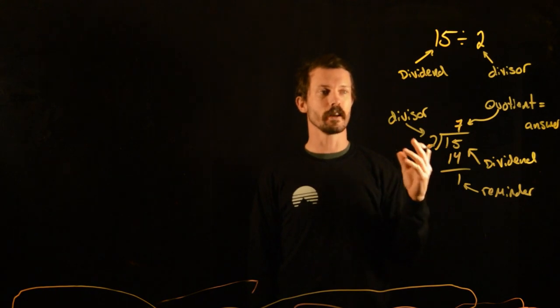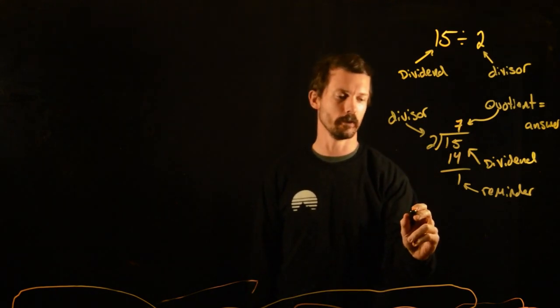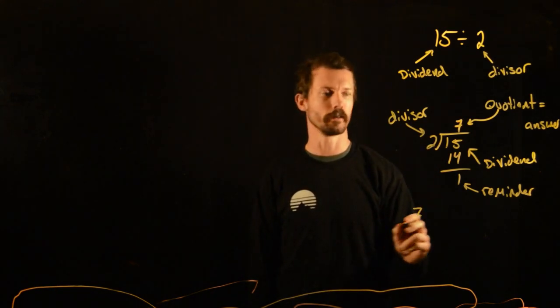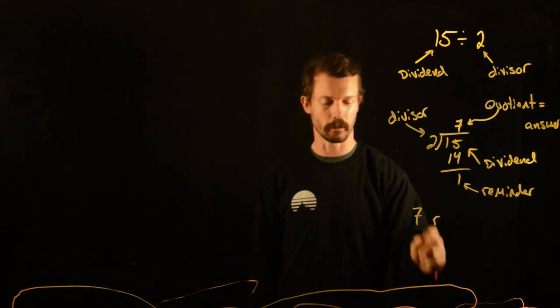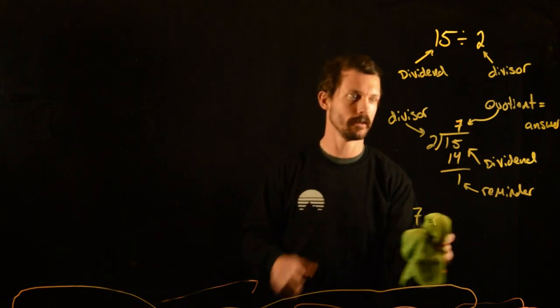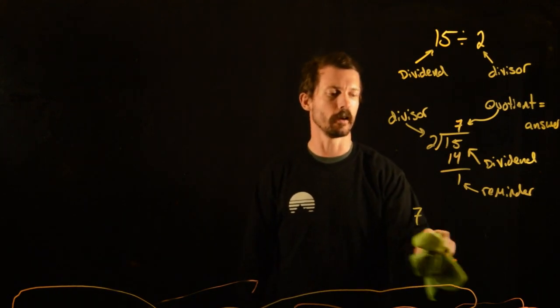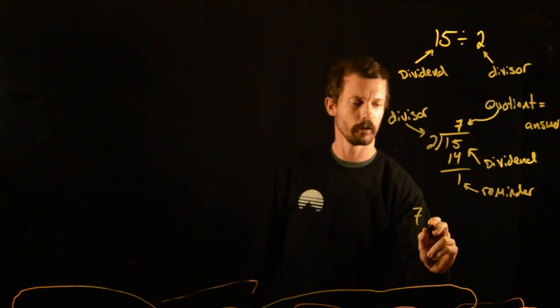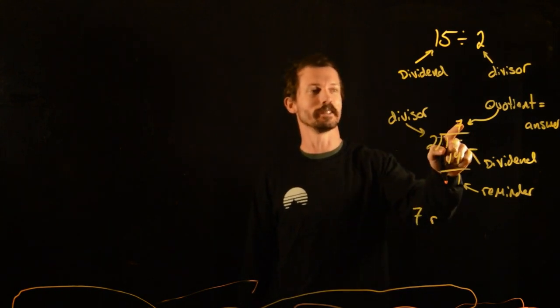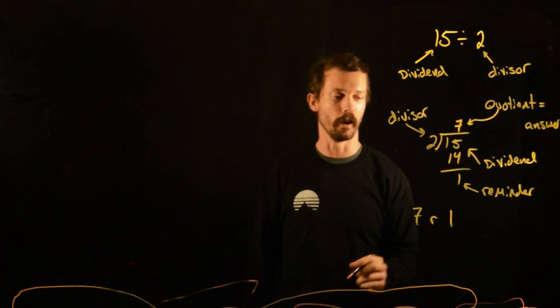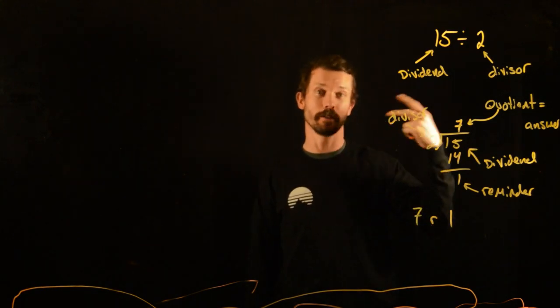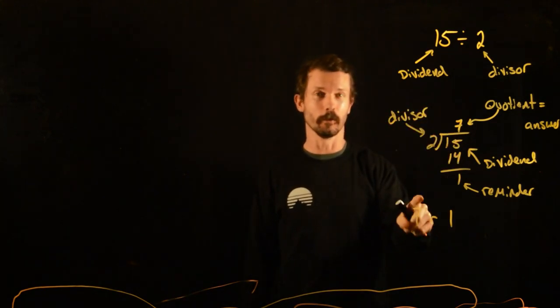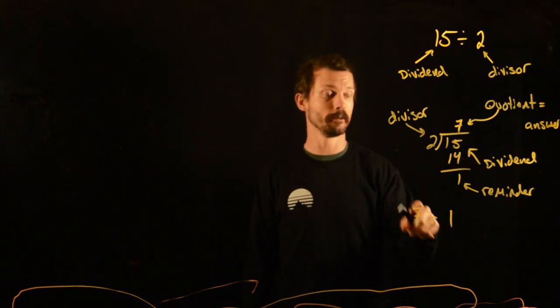A couple of things: back in the day, maybe in 4th grade, you would write 7 remainder... sorry, I got a little screwed up there. The quotient 7 and remainder 1. So you might see it like that. I know us teachers, when we were taught long division, we did it that way, or at least I know I did.